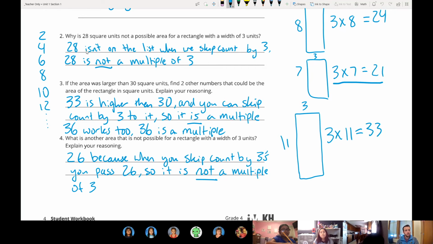So any even number is going to be a multiple of 2, because when we skip count by 2, we will always land on that next even number along the way. That's a little tip or a trick at this point that we can maybe put to memory. But that's all I have for this worksheet.